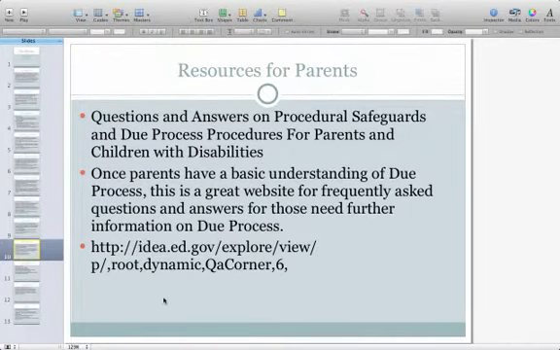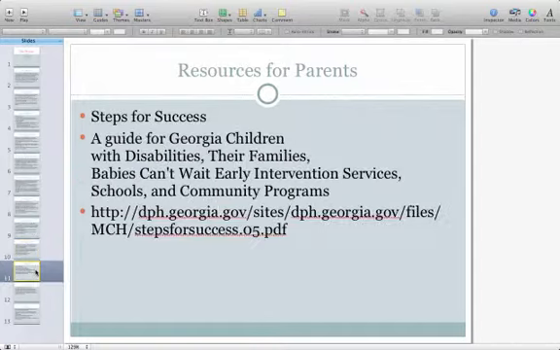The next one is a little more insight into questions and answers on procedural safeguards and due process procedures for parents and children with disabilities. Once parents have a basic understanding of due process, this is a great website for frequently asked questions and answers for those who need further information on due process. And another one is Steps for Success, a guide for Georgia children with disabilities, their families, Babies Can't Wait early intervention services, schools, and community programs.